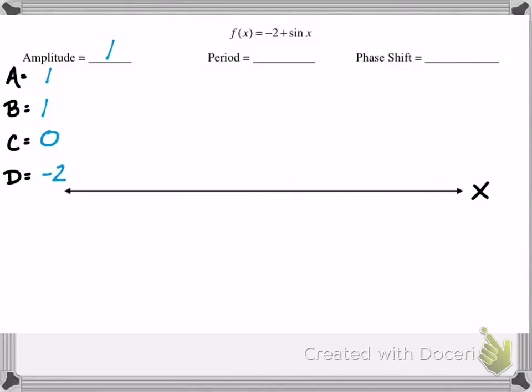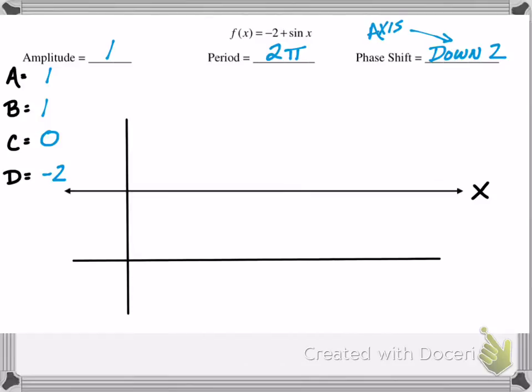So the amplitude is 1. The period length is 2 pi divided by 1, which is just 2 pi again. And then the phase shift is nothing horizontal, but we're going to go down 2. And down 2 means our axis is negative 2. So when you set your graph up, your axis is going to be at this negative 2 value of y.